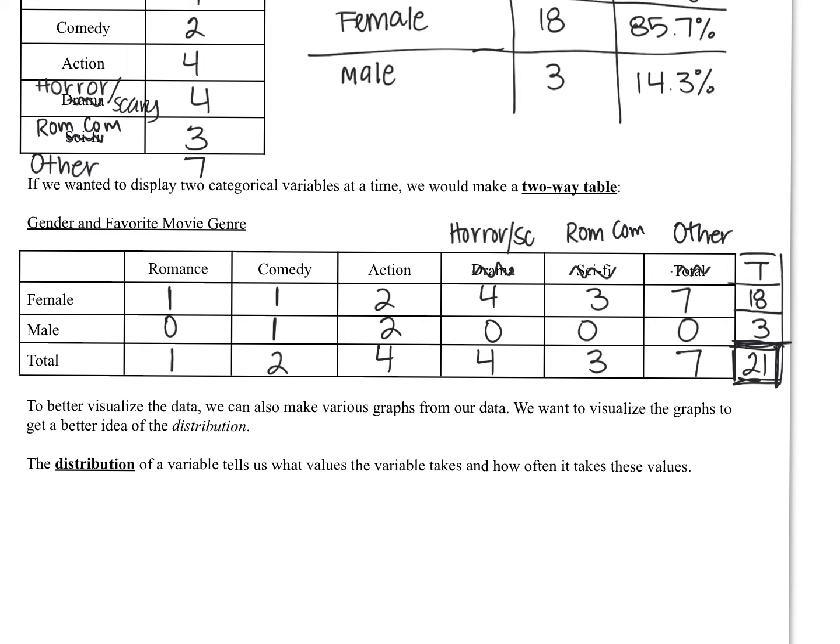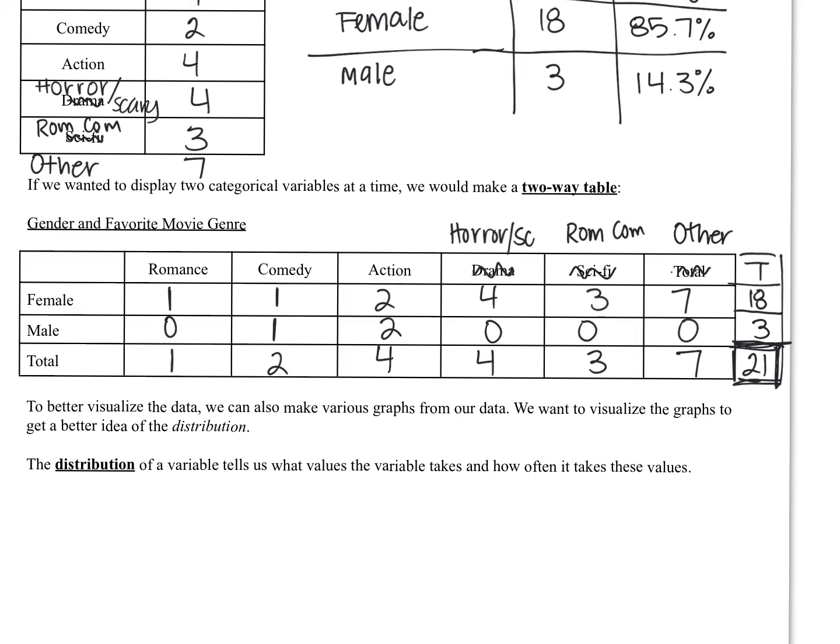And a key thing here is that when I find the total in this bottom right box, it is the total of the row and the totals of the columns. So I have to make sure that it matches. So I know 18 plus 3 is 21, and then I just have to make sure that 1 plus 2 plus 4 plus 4 plus 3 plus 7 is also 21. If your totals don't match, then you need to look back and double check that you added correctly or that you filled in a box correctly.